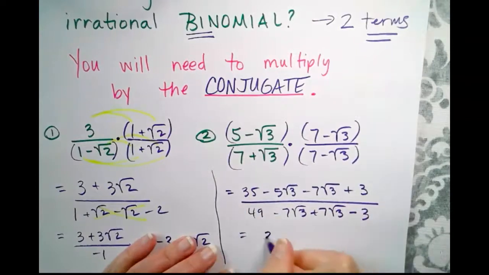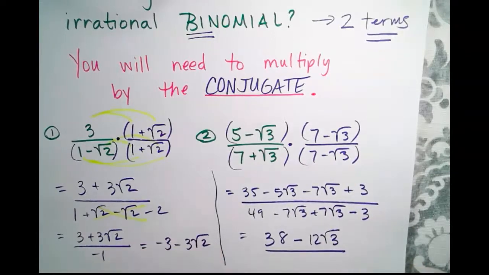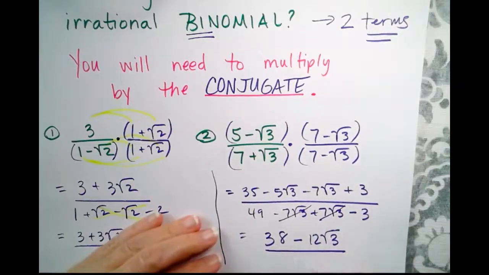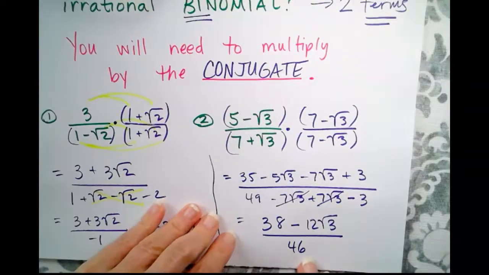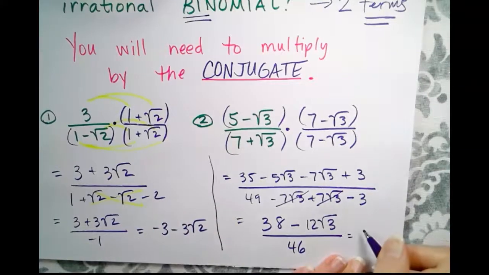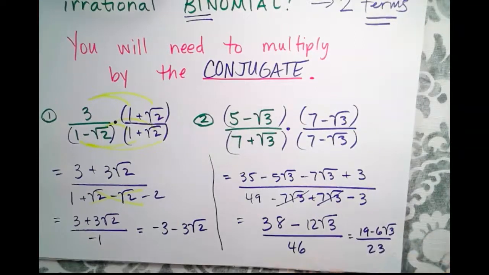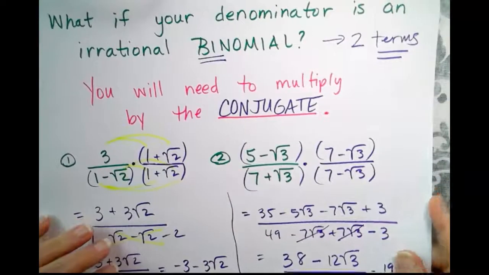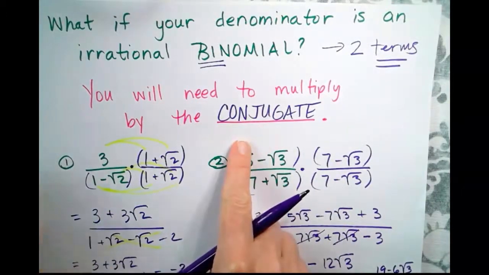35 plus 3 is 38. Negative 5 root 3 minus 7 root 3 is negative 12 root 3, because we can only combine like terms with addition. Those cancel. 49 minus 3 is 46. So close. We can simplify this only because 38, 12, and 46 are all even numbers. Let's divide them by 2. 19 minus 6 root 3 over 23. Best, most simplified answer. So last thing, one more time. What if your denominator is a binomial? You'll need to multiply by the conjugate.